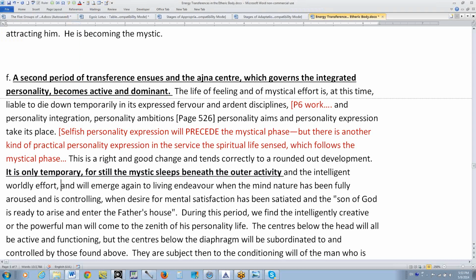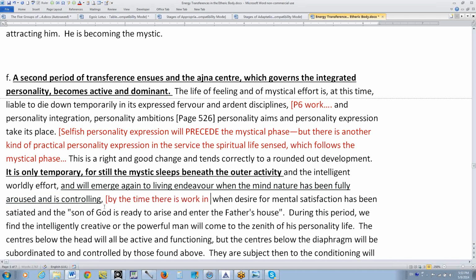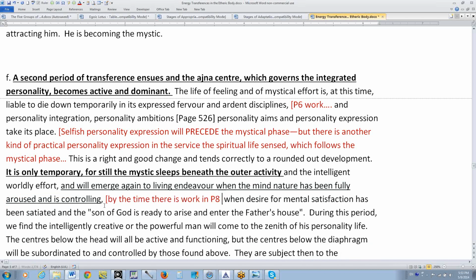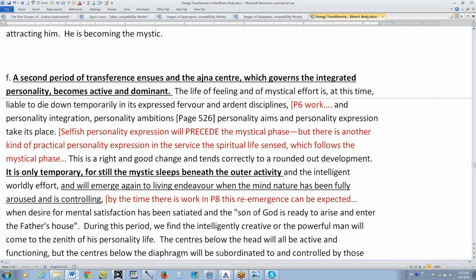So, you know, you might almost say, well, by petal number 8, we're going to have this re-emergence. By the time there is work in petal 8, this re-emergence can be expected. Yeah, I find this a very beautiful description of what happens. The mystic sleeps beneath the outer activity and the intelligent worldly effort, and will emerge again to living endeavor when the mind nature has been fully aroused and is controlling.